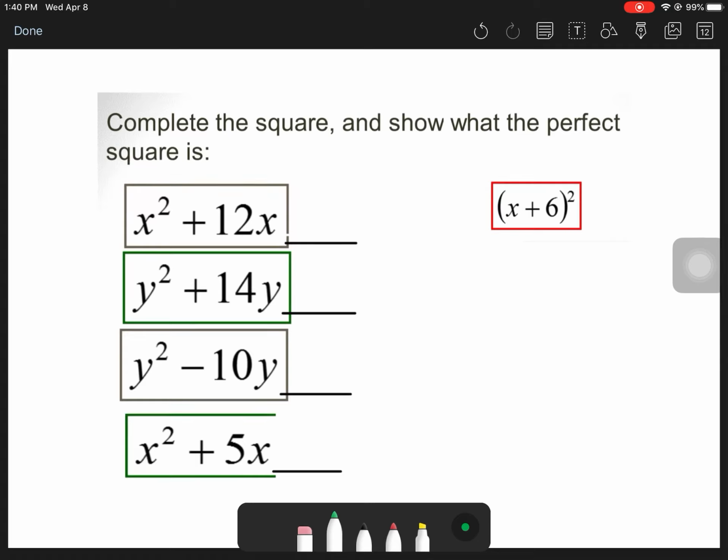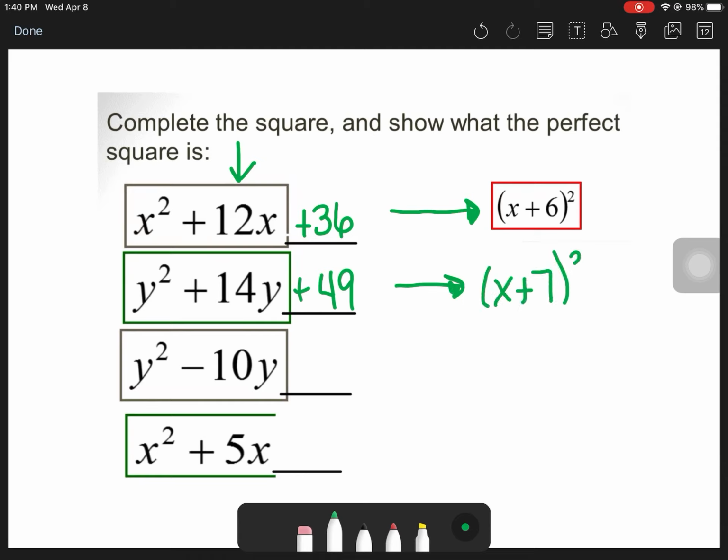Take half of the middle term, half of 12 is 6, and 6 squared is 36. And if we were to factor it, this is what it would look like: x plus 6, the quantity squared. Half the middle term, 14 divided by 2 is 7, and 7 squared is 49. When we factor it, it would look like x plus 7, the quantity squared. This number is always half of the b.